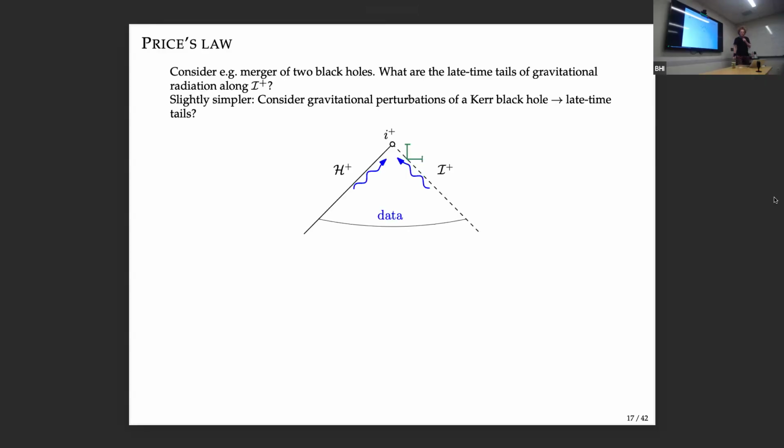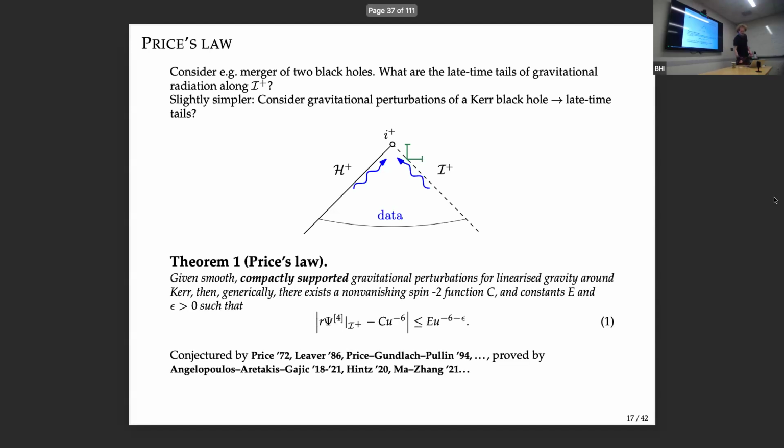A simpler version of formulating this problem is, instead of having two black holes, let's consider gravitational perturbations of a fixed Kerr black hole, also nonlinear perturbations, and then ask what are the late time tails. So you pose some data for the Einstein vacuum equations on a hyperboloidal slice here, and you ask, what can I measure at late times when my gravitational wave detector lives on future infinity? And this is indeed known by now in the linear setting. It goes by the name of Price's law.